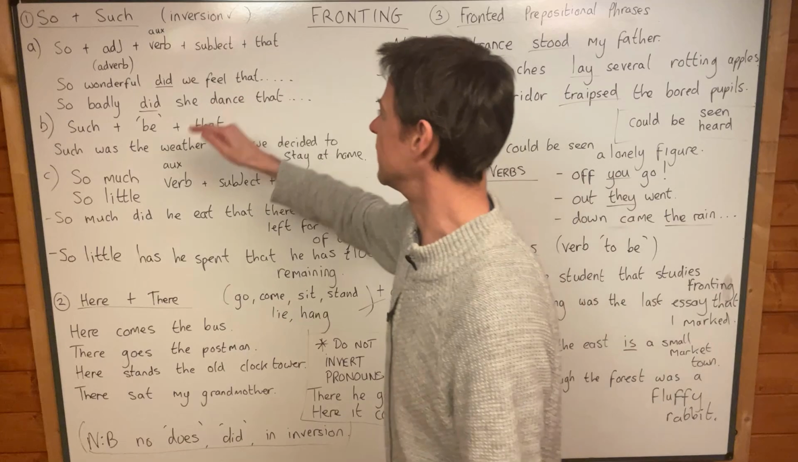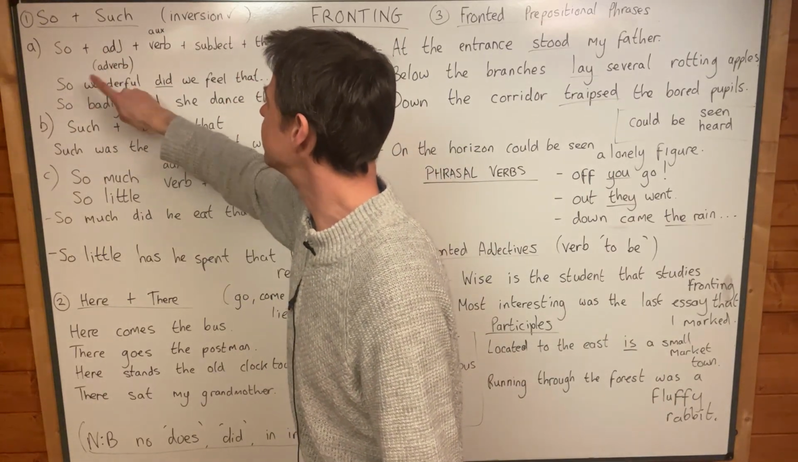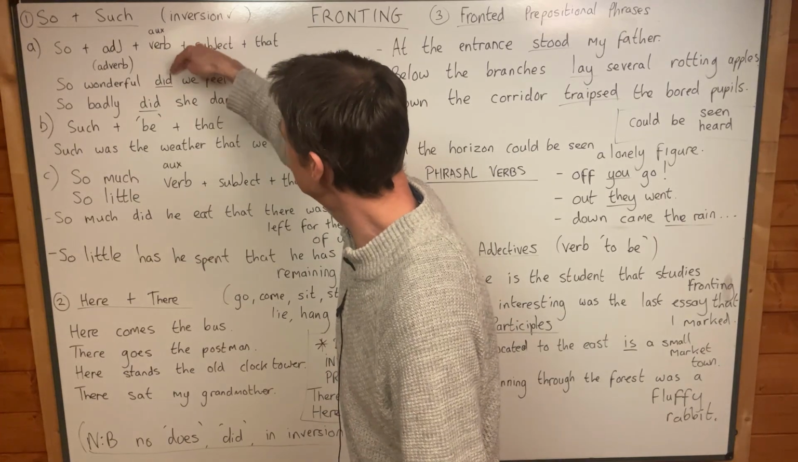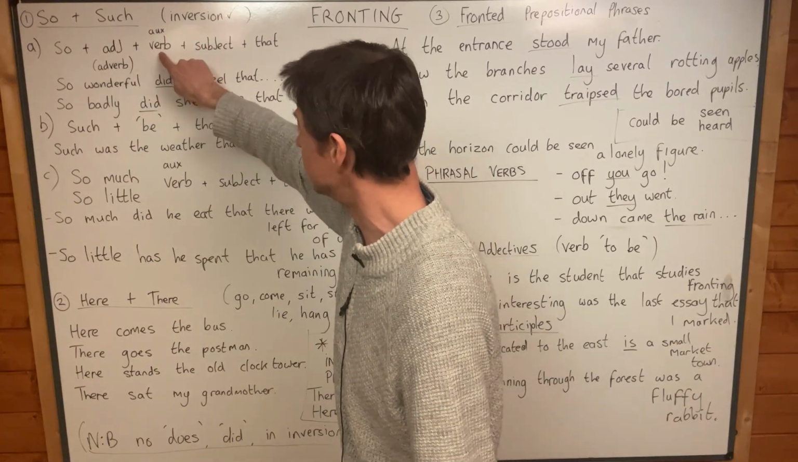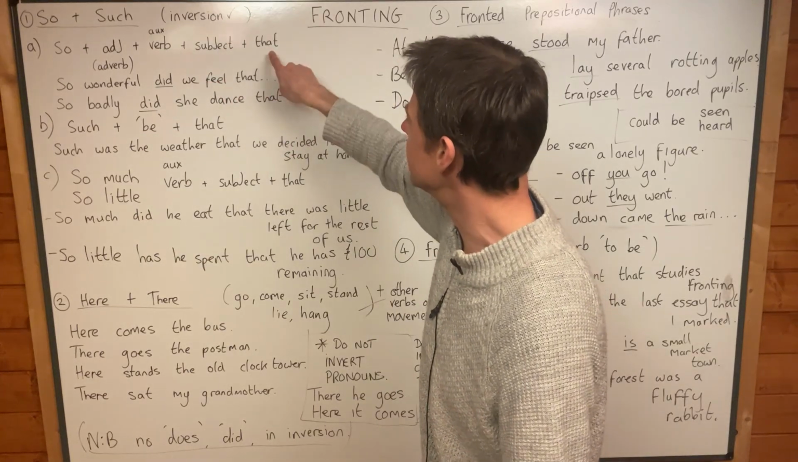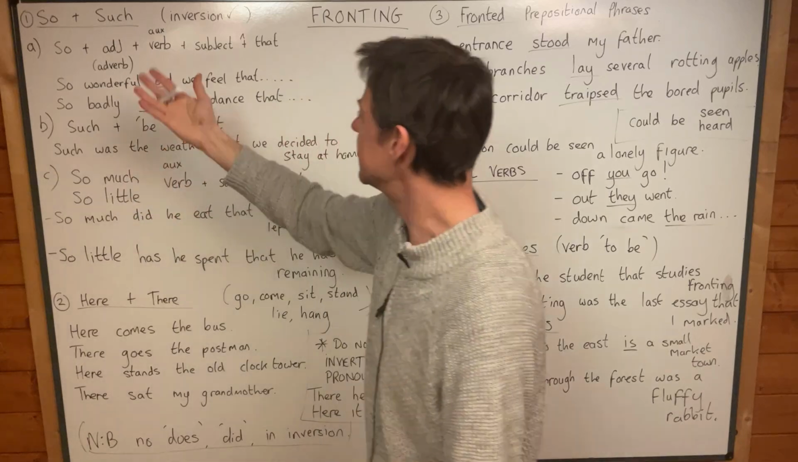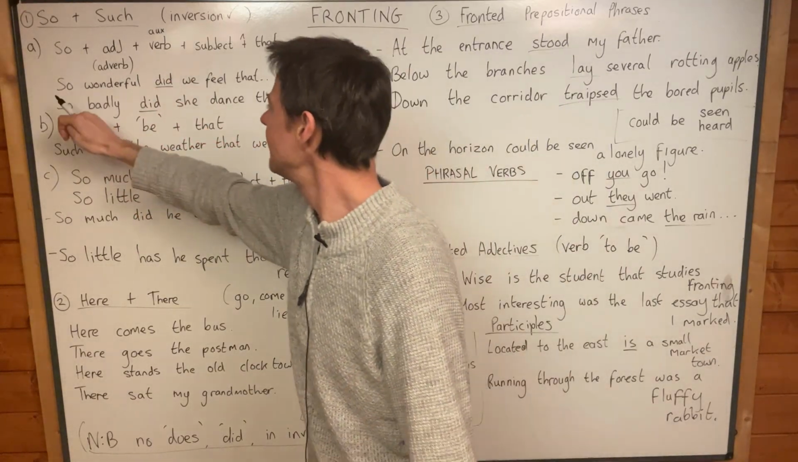So let's do so and such first. The general pattern is this: so plus adjective or adverb plus auxiliary verb, plus subject, plus main verb, plus that. Perhaps I should have put main verb here, if it has a main verb. So have a look at my examples.